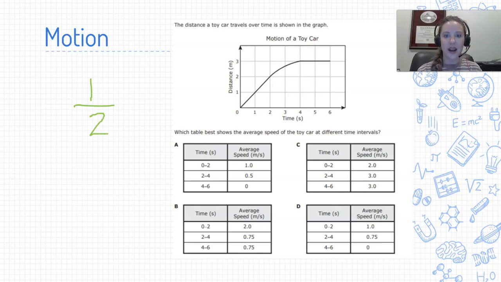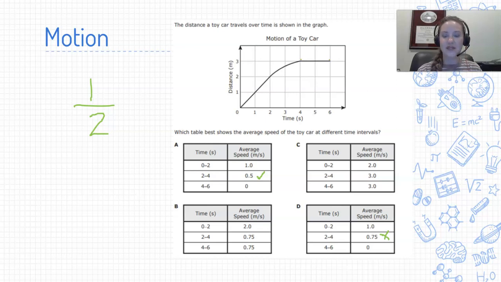Is 0.5 equal to 1/2? Yes, it is. So this one would be correct in this situation, okay? This one, 0.75, would not be what we just calculated on our graph. Okay, and then they both say from 4 to 6, we had a speed of 0.